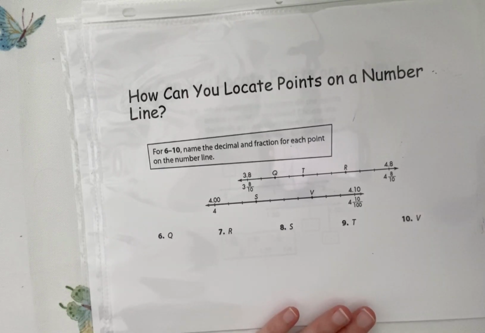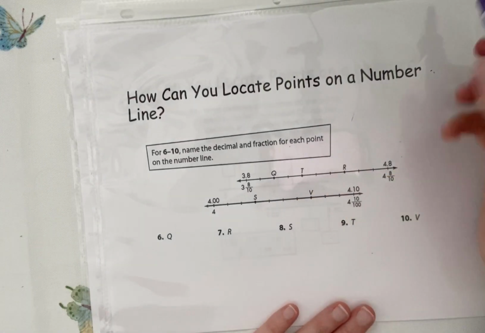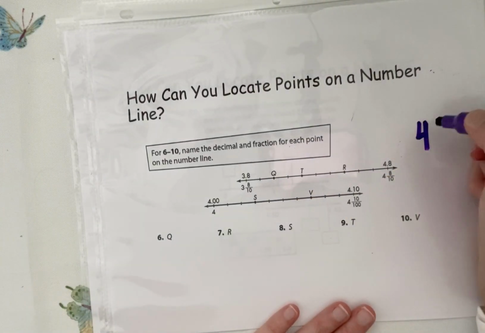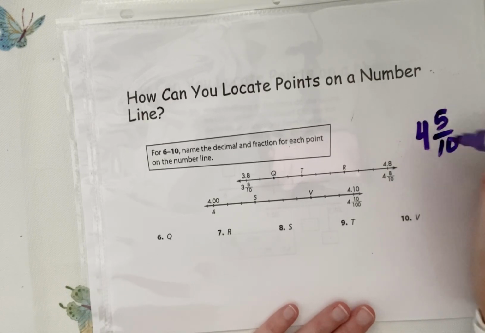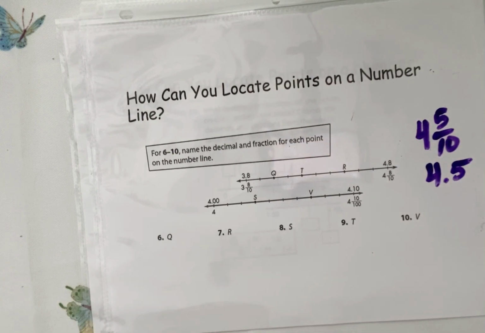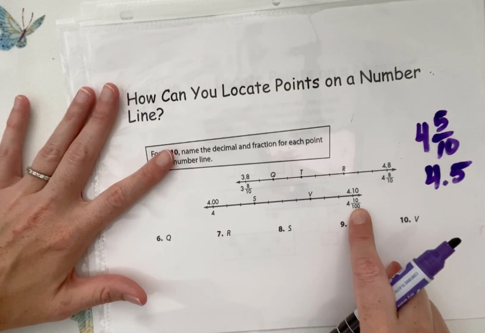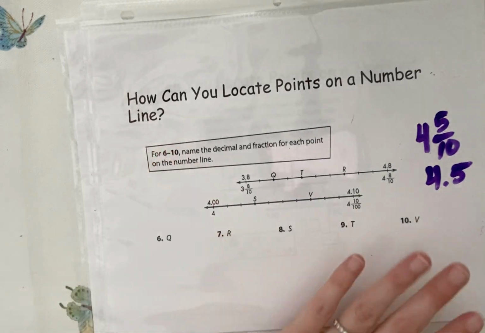So we had 4 and 2/10, 3/10, 4/10. So ours should be 4 and 5/10, and that's as a decimal and a fraction. Okay, now we're between 4 and 4 and 10/10. Okay, we can do this.